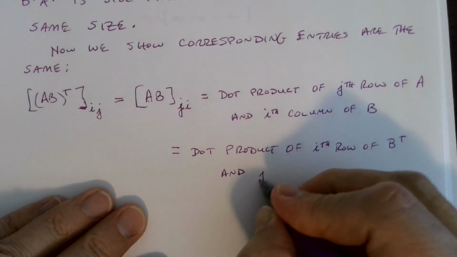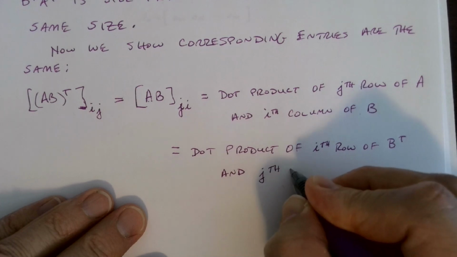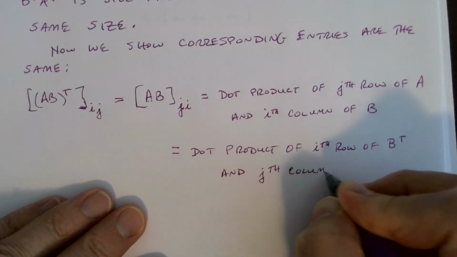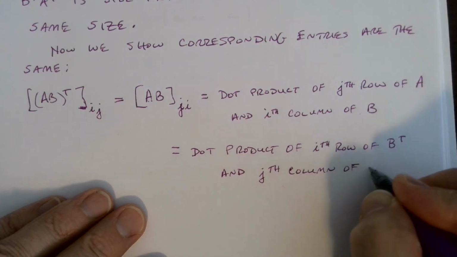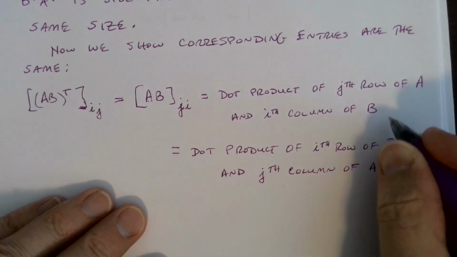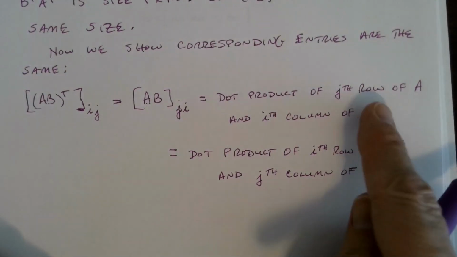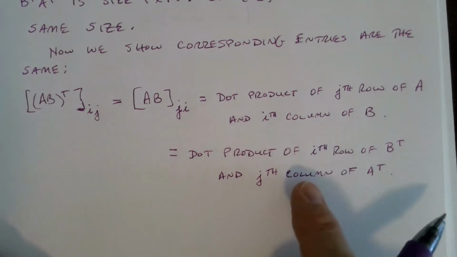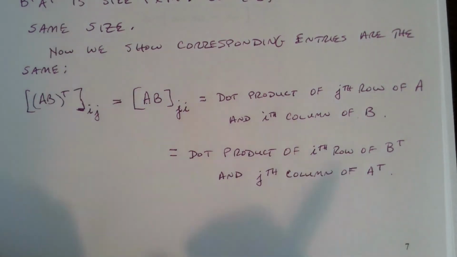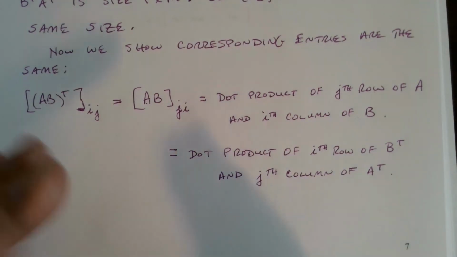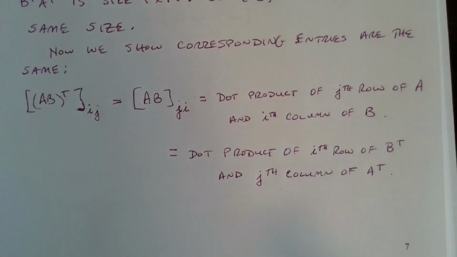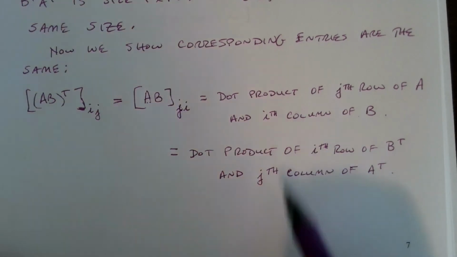But the jth row of A is the same as the jth column of A transpose. And when I take the dot product, I kind of change the order of these two things. It doesn't matter the order they come in. Right, so dot product is simply multiplying two real numbers together and then adding them all up. So the order I multiply does not matter. But at any rate, these are equivalent expressions.